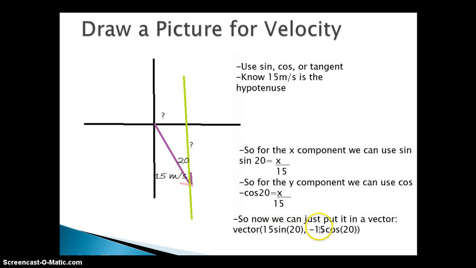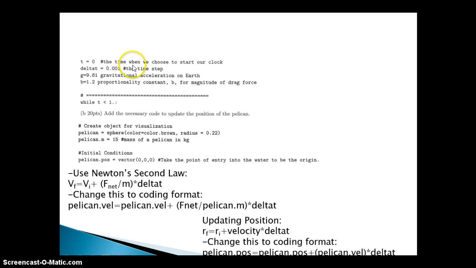Then we just simply put it into a vector. Once you put it in the vector, you have to write vector(15 sin 20, for the x component, negative 15 cos 20, the y component, and 0. There is nothing in the z direction. In addition, you have to put the negative sign in front of the y component because the pelican is flying downwards, which is in the negative y direction, and the x is obviously flying in the positive x direction, going this way. Once you get the problem, you get some initial information. You know the gravitational acceleration is 9.81 meters per second squared. You have to make it negative because the bird is flying downwards, and you know the b constant.